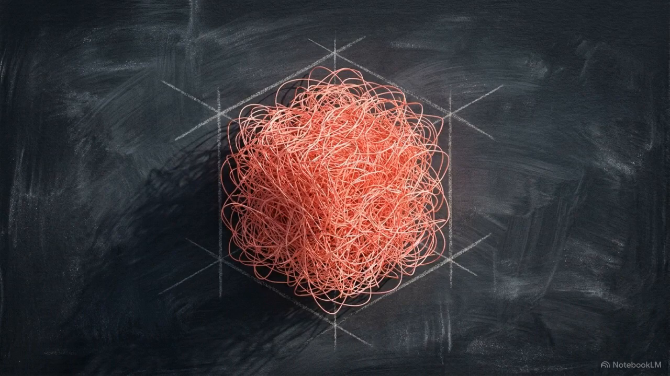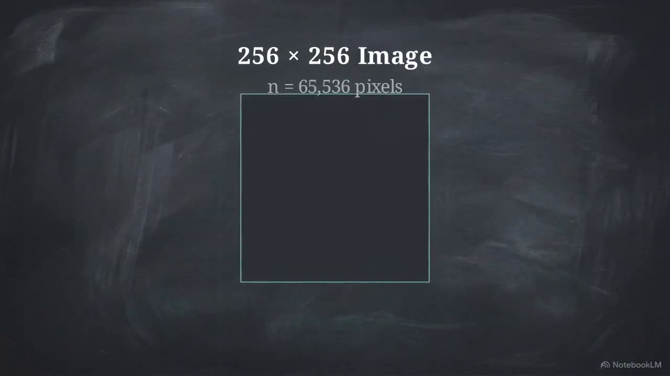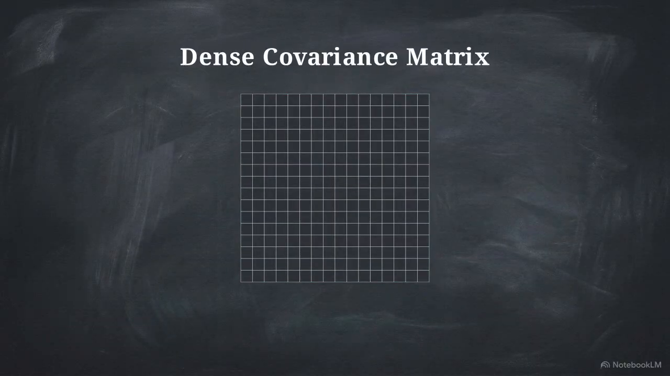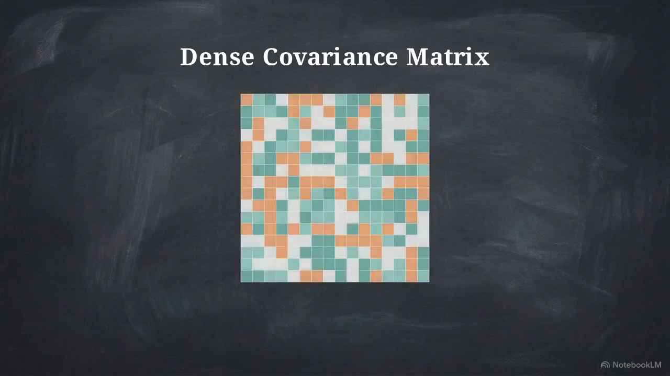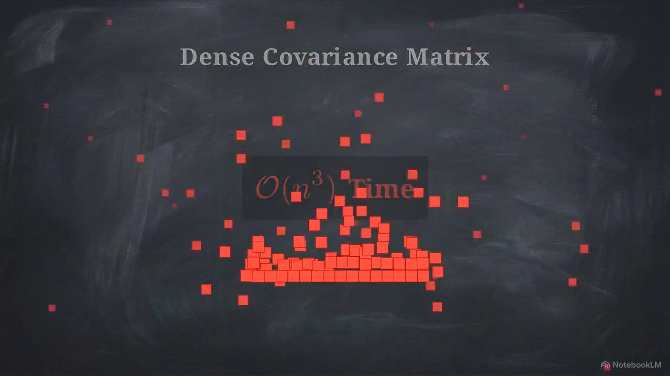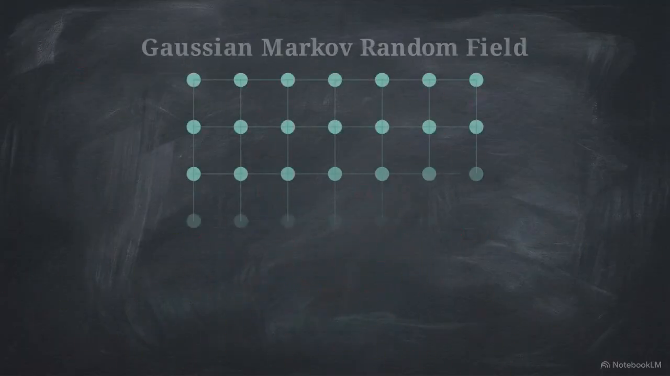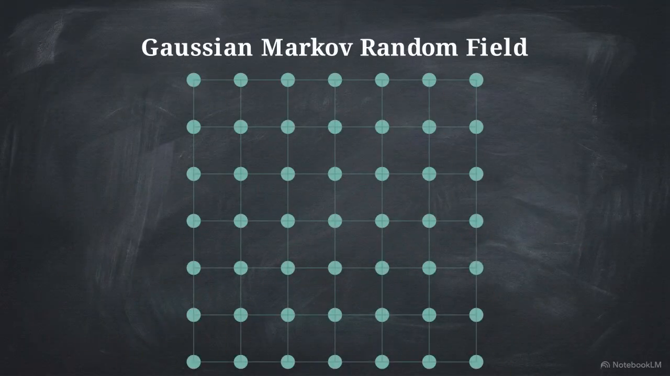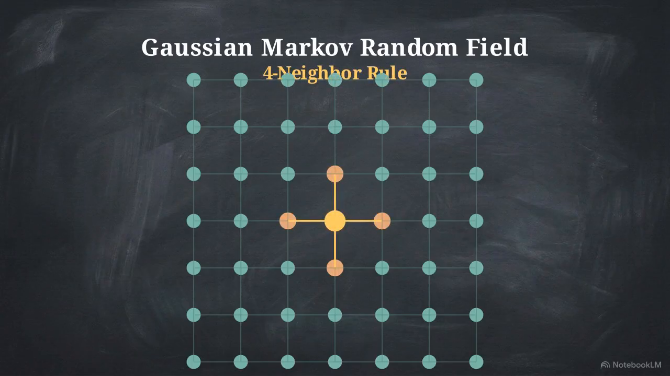Traditional continuous spatial models handle data by calculating the absolute distance between every single point in the space. For a 256 by 256 image, you track 65,536 pixels. Building a standard covariance matrix requires computing the strict relationship for every possible pair. That takes O of n cubed time. The dense matrix calculations quickly stall out.